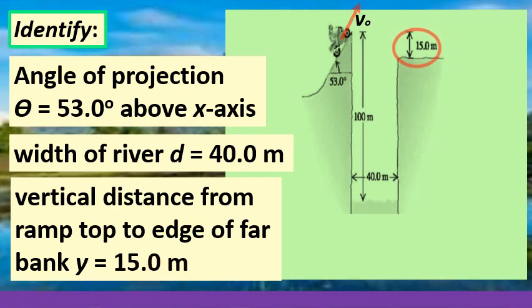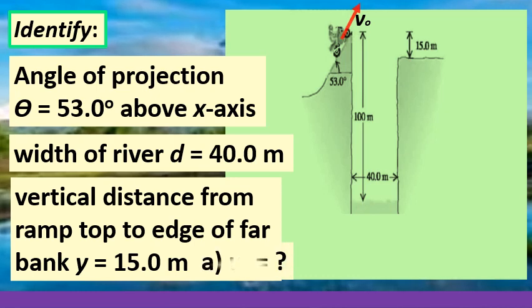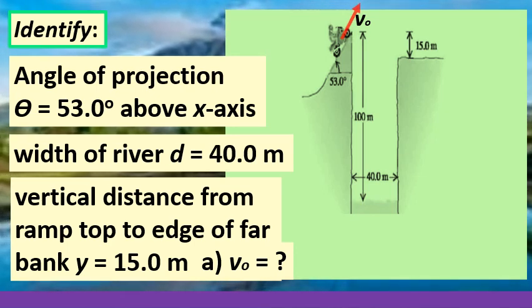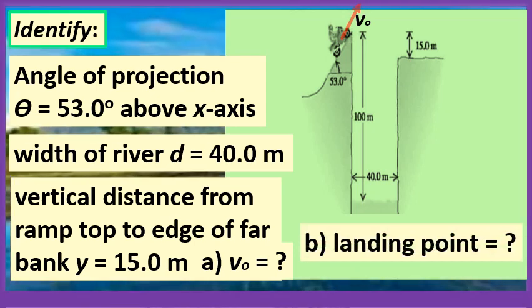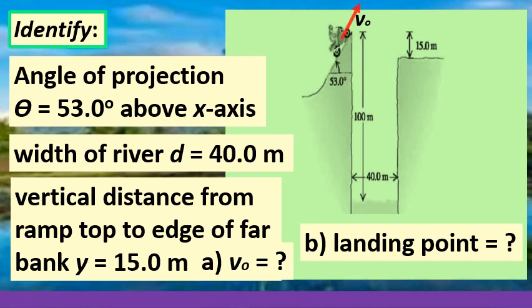And our target variables are letter A, the speed v0 of the cyclist at the top of the ramp to have just made it to the edge of the far bank, and letter B, the landing point of the cyclist if his speed was only half of the value found in part A.